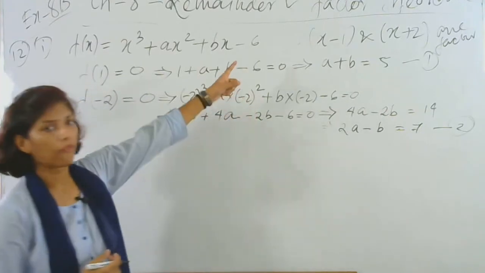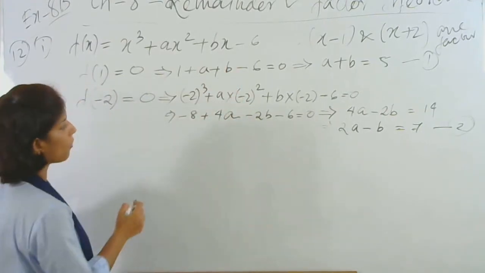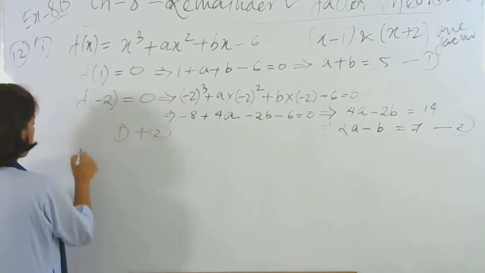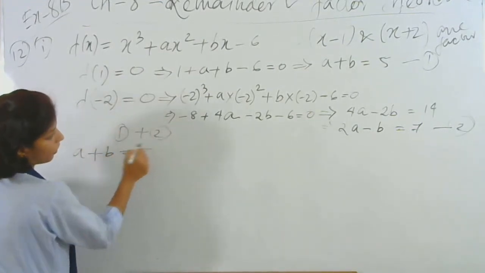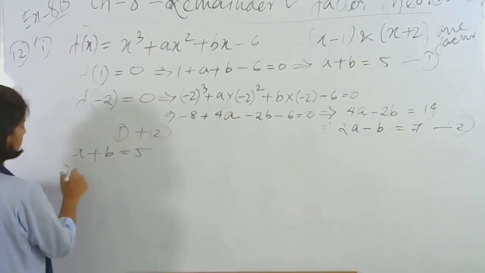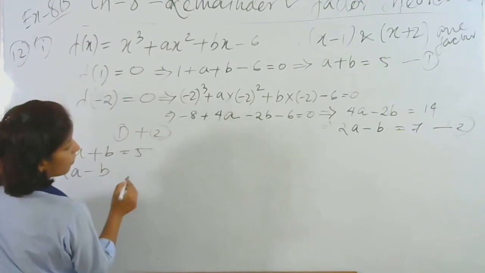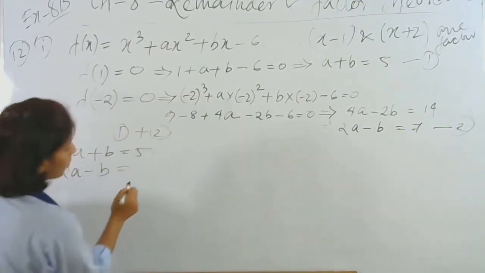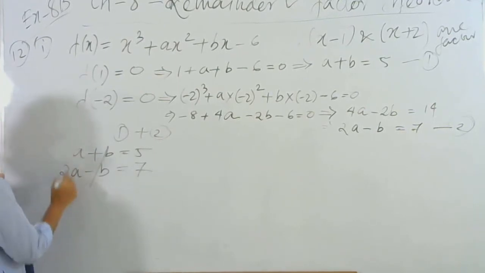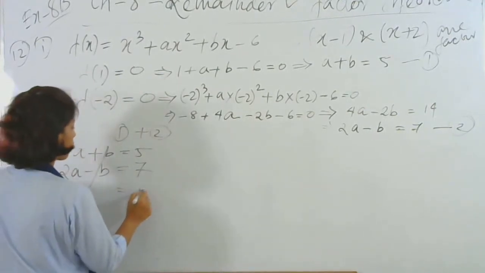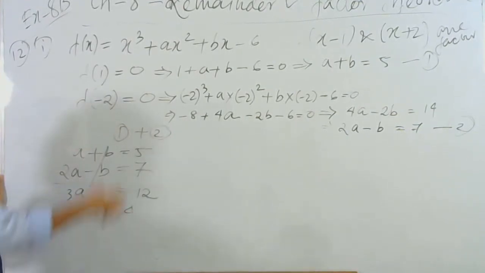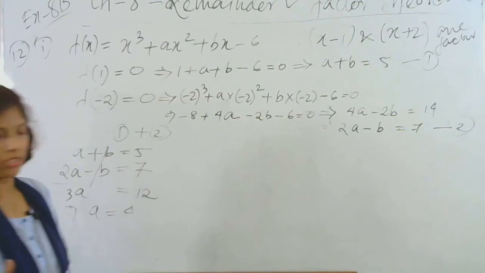Now I can solve 1 and 2 simultaneously. I'll do 1 plus 2, using the elimination method. A plus b is equal to 5, and plus b minus b will cancel each other. So here I'll have 3a, and here I'll have 12. So a is 4.